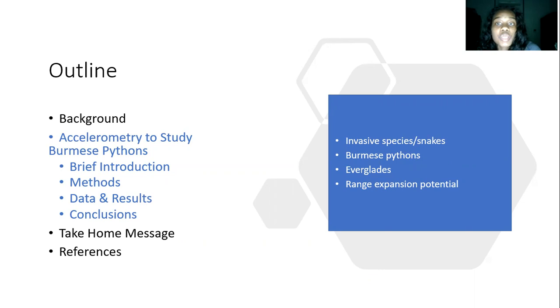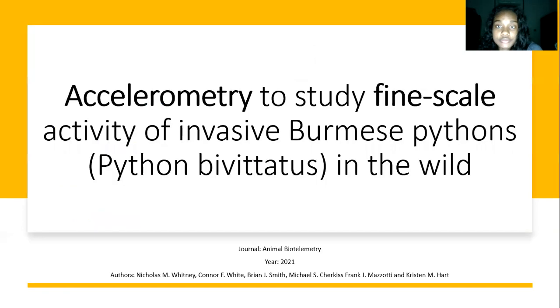The scientists in this paper use a new and improved method of wildlife tagging called accelerometry. Before we get into their methods, we're going to look at the title in depth and give a brief introduction to this new method. So when we look at this title, there are two key terms that we want to identify before we can understand the purpose of this study.